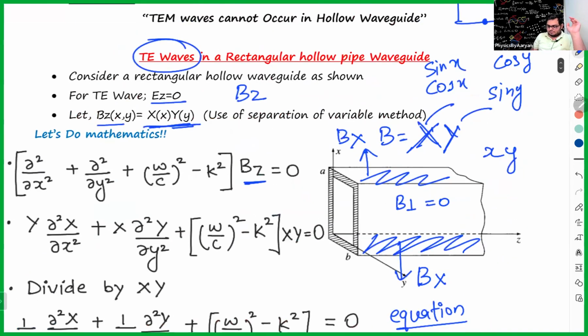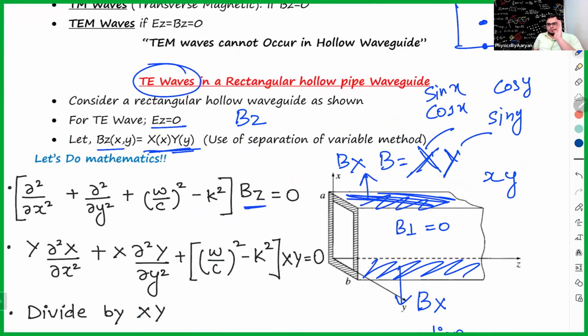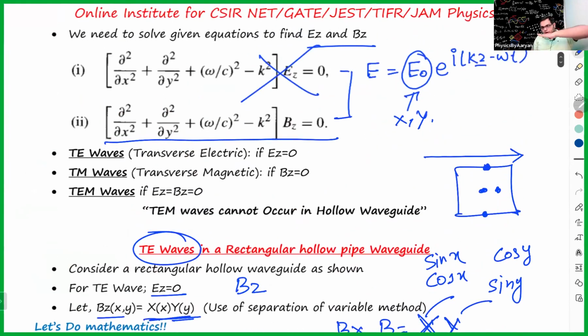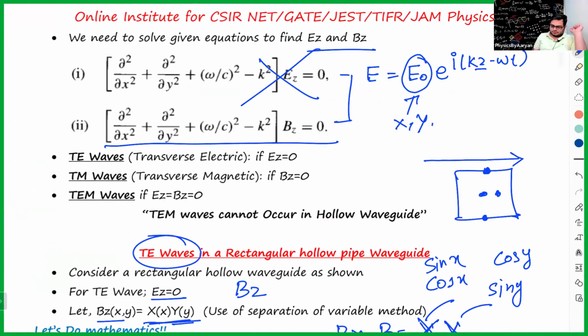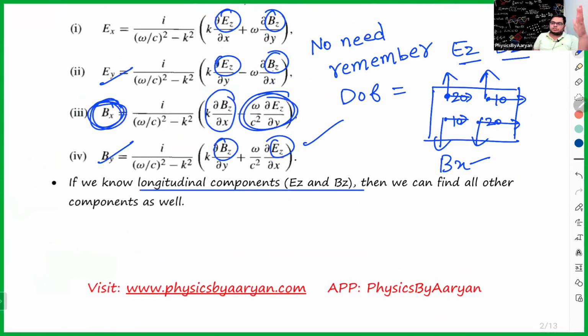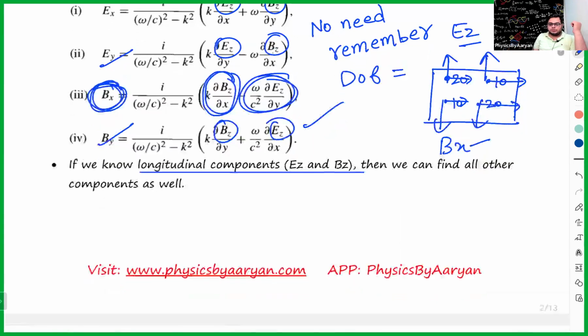Because I have this surface, and I already told you the boundary condition, that B perpendicular is 0. So what is the perpendicular to this surface? Perpendicular to this surface is Bx. So Bx has to be 0 on the boundaries, on the lower boundary and on the upper boundary. So if Bx has to be 0 and Ez is already 0, because for transverse electric Ez is 0, can I say that ∂Bz/∂x is 0? Only then this will be satisfied.